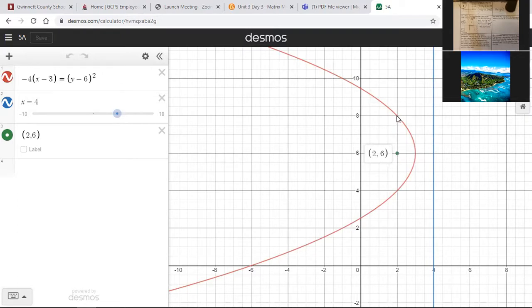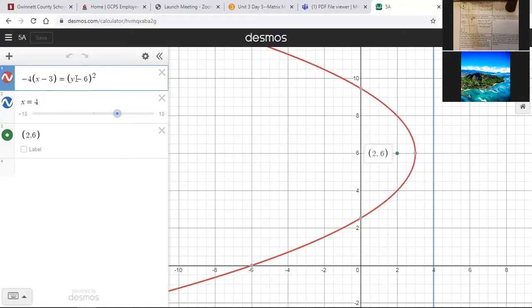If I take a look at, say, this point up here, right here, I am about 2 units from the focus and 2 units from the directrix, because each dark square is 2 units. So I'm 1, 2, and 1, 2. So that seems to work.